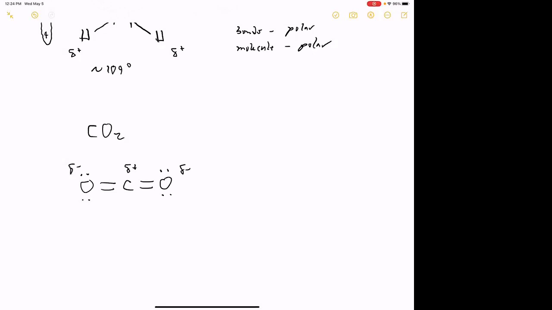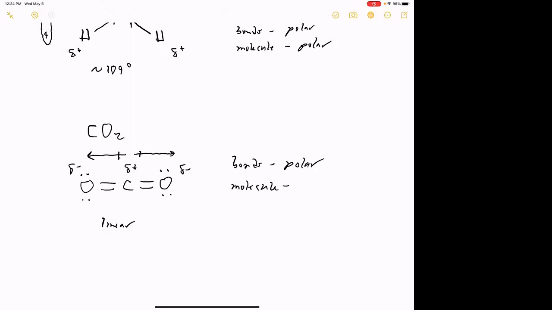Now, if you look at this, this is obviously going to be a linear geometry. Okay, 180-degree bond angle. Now, take a look again at the bond polarity. Do we have polar bonds? Yeah, we do. Now, how about the molecule? Again, we have to look at the net dipole moment. So what's happening here? Well, if I draw my dipoles here, it looks like I've got something that's doing this.